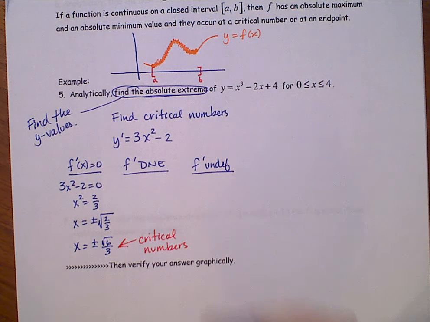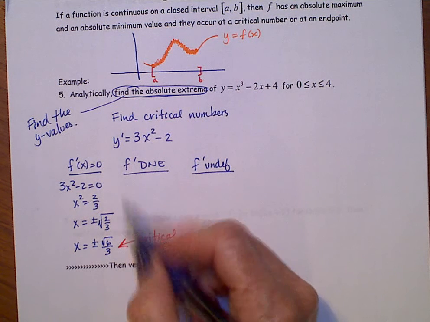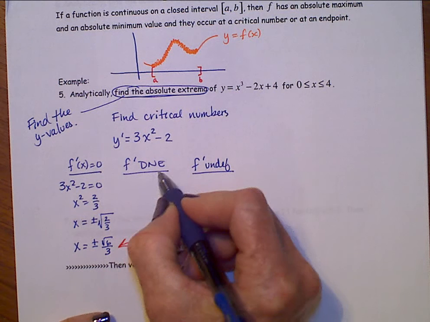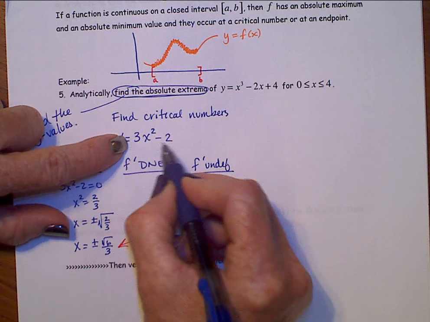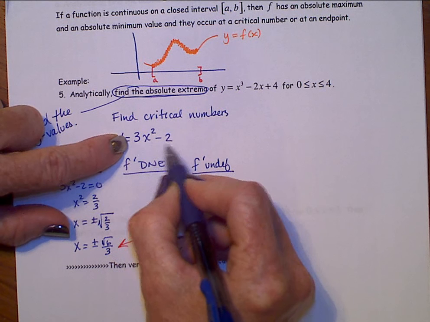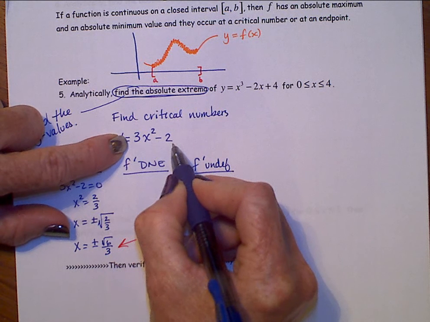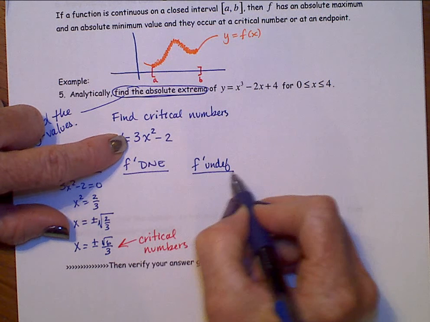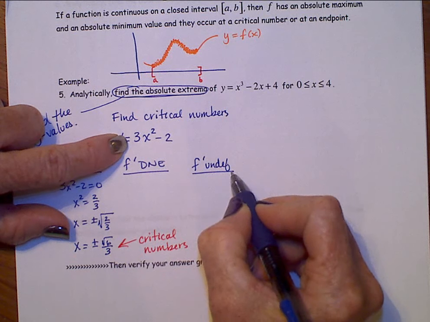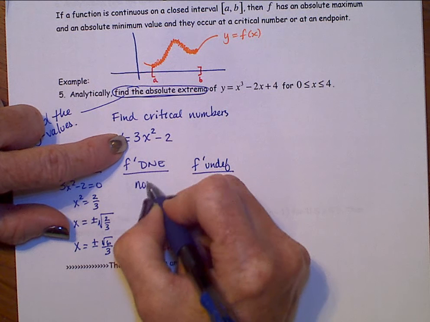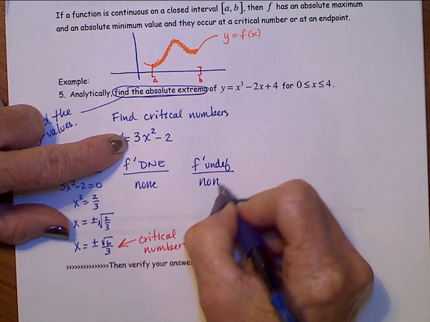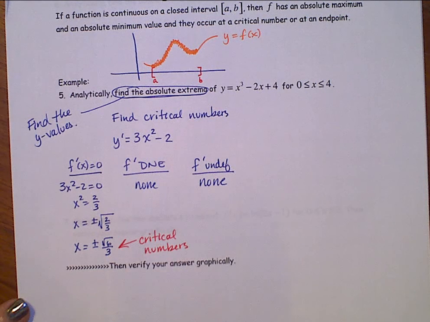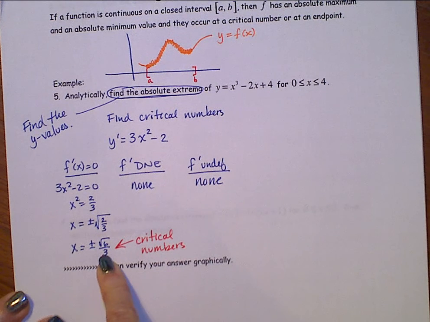Okay, that was just for f prime equal to 0. All right, now f prime does not exist. Is there any place that this expression, this 3x squared minus 2, can be non-existent? No. Is it ever undefined to have a denominator equal to 0? No. None here. None here. So these two are our only critical numbers.